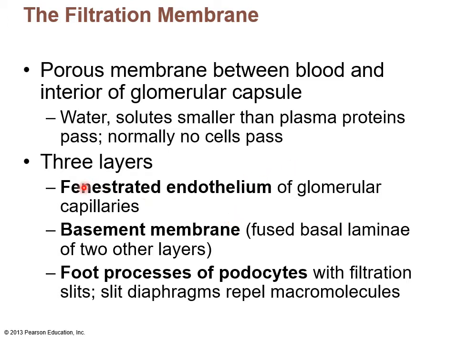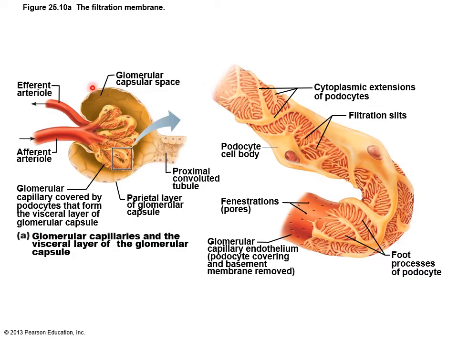These capillaries are fenestrated. Fenestrated capillaries have pores, so they're more porous. They can actually withstand a higher pressure, and this is going to be important later on. The basement membrane is the fused basal lamina of the 2 other layers, and then you have these foot processes of podocytes. These have filtration slits that allow more filtration. They're also more porous.